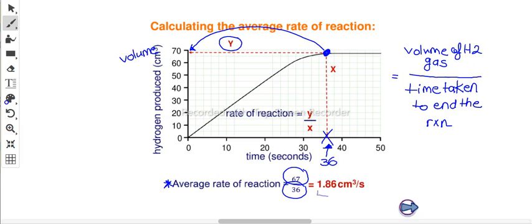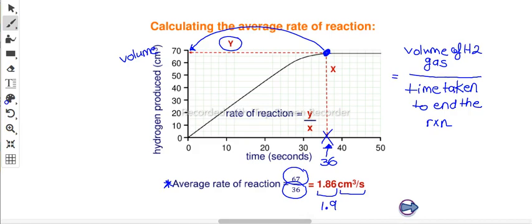If you want to write it into a correct number of significant figures, it will be 1.9. Talking about the unit now, since you are measuring volume and the time is in seconds, the final unit would be cubic centimeter over second. This is how you can determine the average rate of reaction.